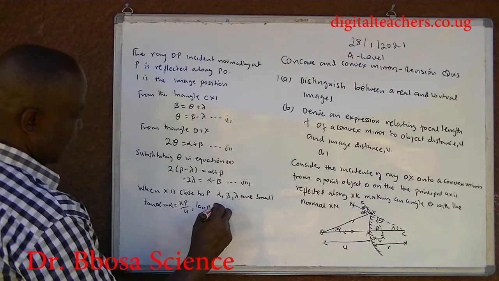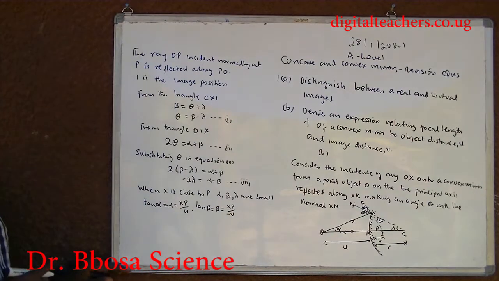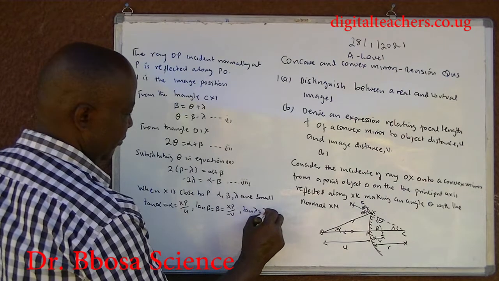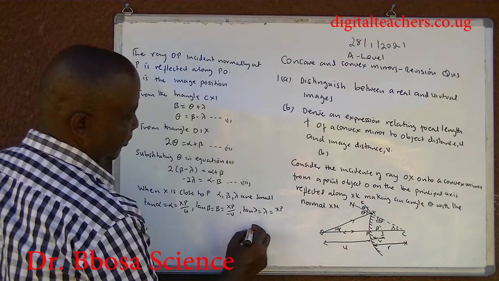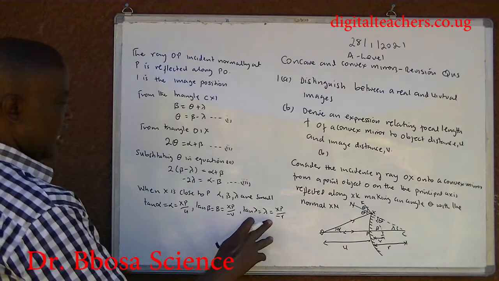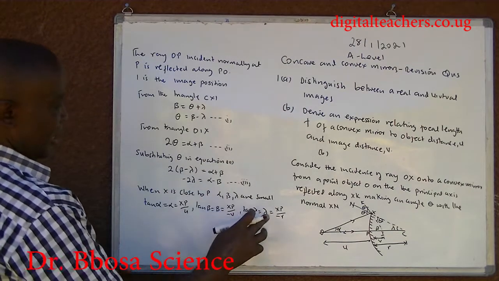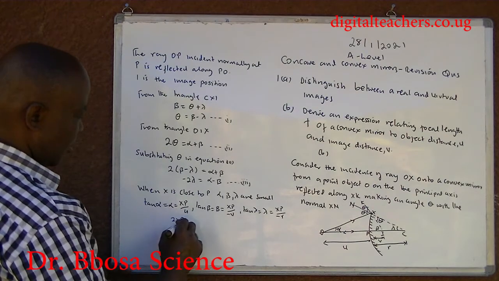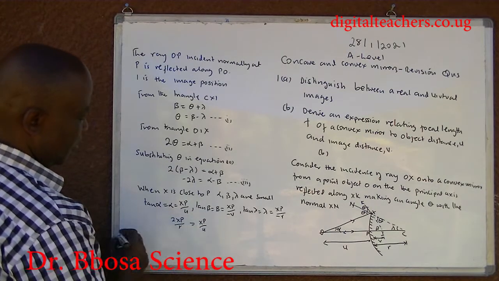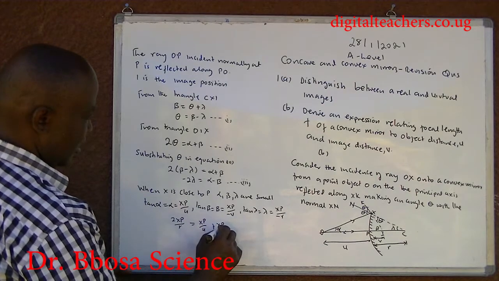Tan beta is equal to beta is equal to xp over negative v, because the image is virtual. Tan lambda is equal to lambda is equal to xp over negative r, because the center of curvature is virtual. Substituting alpha, beta, lambda in equation 3, you can say that 2 xp over r, the negative will cancel, is equal to xp over u plus, this is negative, the negative will cancel, xp over v.